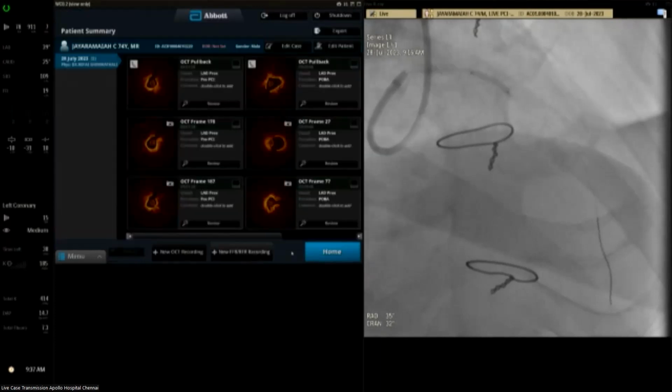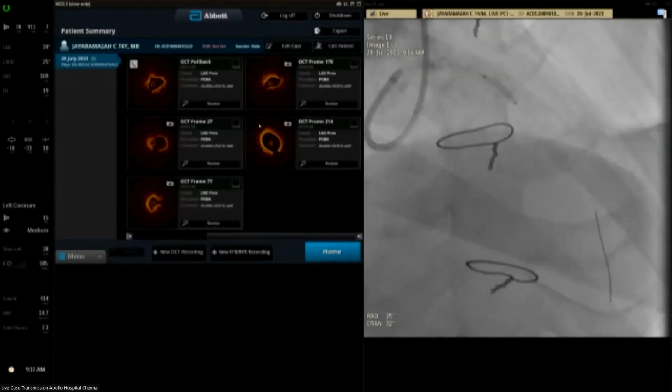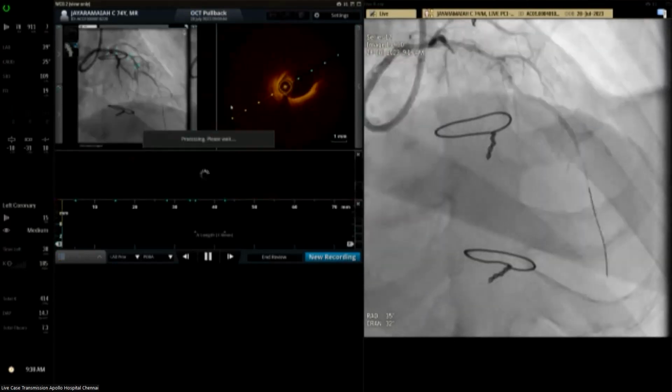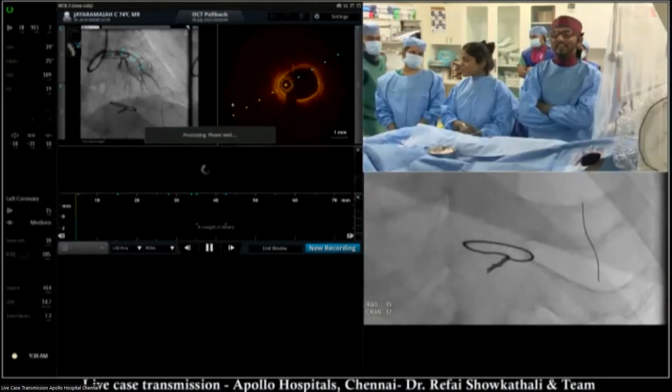So I used a 2.5 balloon for dilatation. Let me show the angiogram. We want to see your face also now. They are not showing your face at all. They're not showing my face. Please.